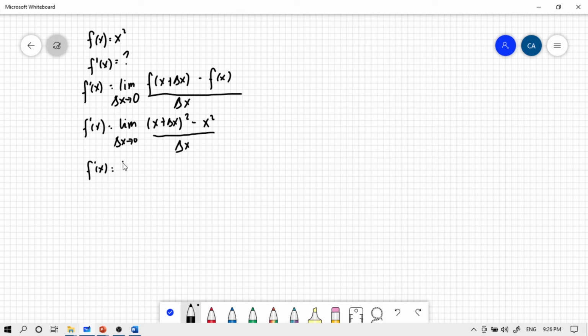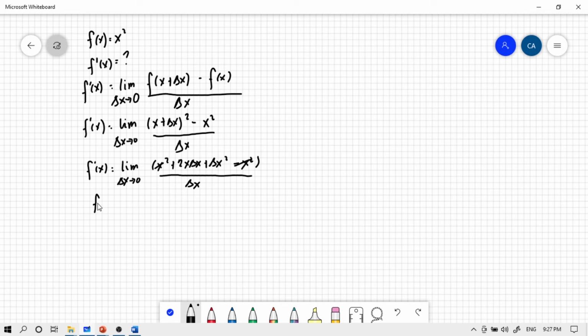F prime of x equals the limit of, we have to expand this term, so we have x squared plus 2x delta x plus delta x squared minus x squared divided by delta x as delta x approaches 0. Simplify ulit natin, magkakancel si x squared at negative x squared. Ang matitira ay si 2x delta x plus delta x squared.